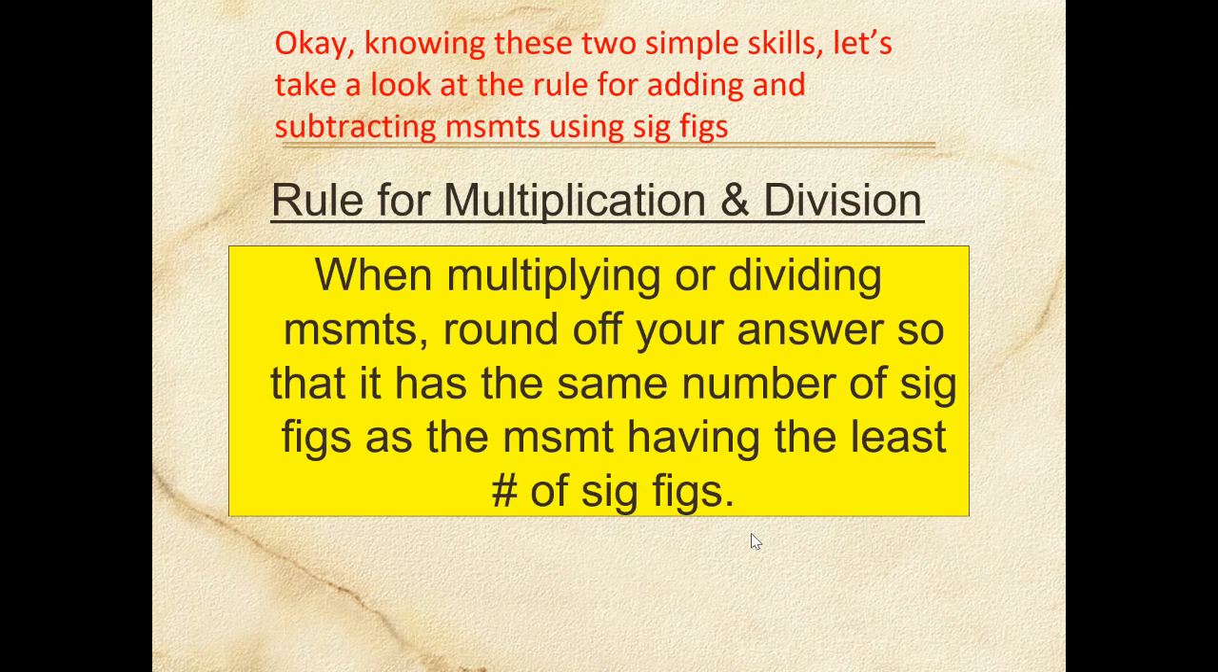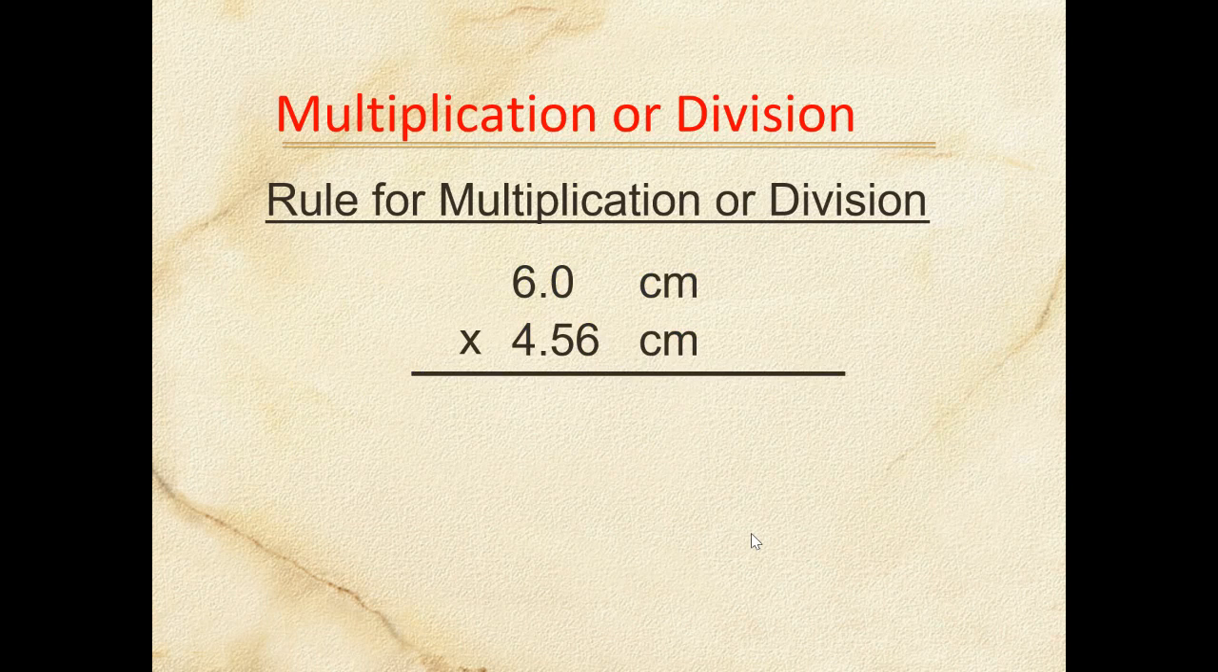When multiplying or dividing measurements, round off the answer so it has the same number of sig figs as the measurement having the least number of sig figs. So for example, rule for multiplication or division, we have 6.0 centimeters multiplied by 4.56 centimeters. The first one, we have 2 significant figures. The second one, we have 3 significant figures. So our answer is going to have 2 significant figures only.